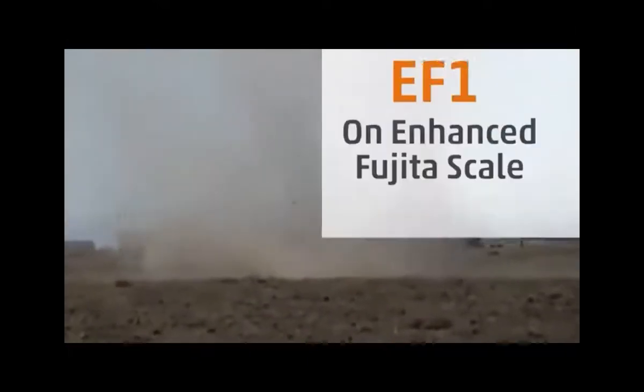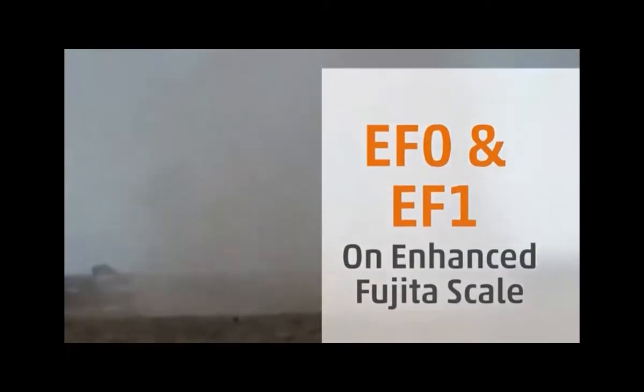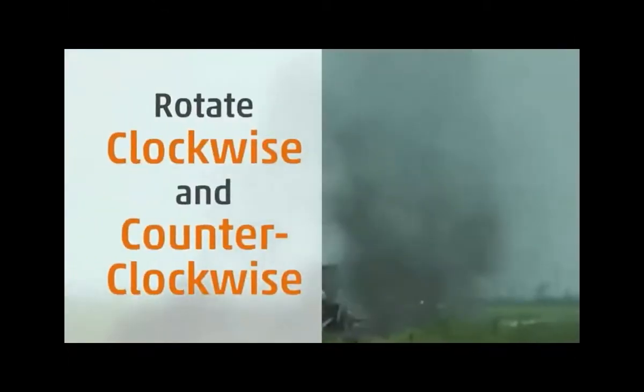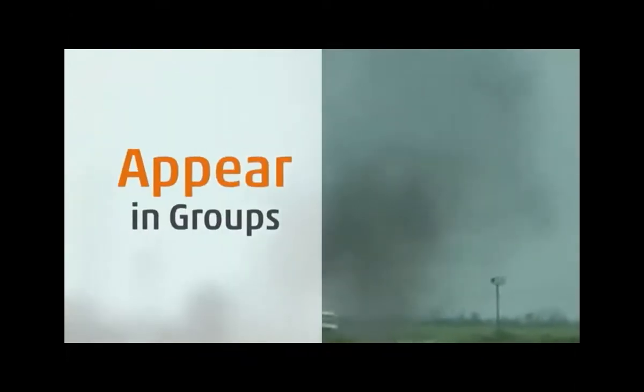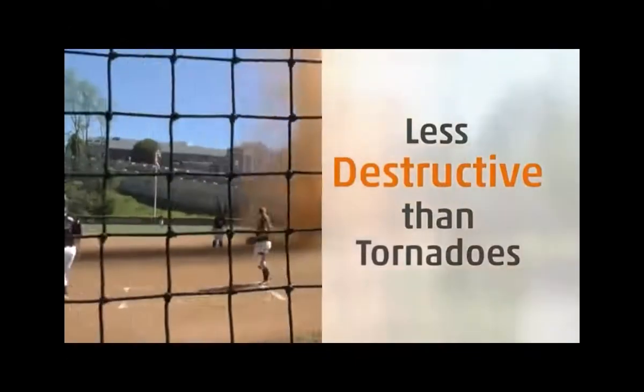They can stretch from 10 feet to over 100 feet wide, and the winds can exceed 80 miles per hour. At a bare minimum, they can get strong enough to be an F0 tornado on the Enhanced Fujita scale, causing minor damage. They can rotate clockwise or counterclockwise and also appear in groups. Dust devils are cool to look at and less destructive than tornadoes, and they've even been spotted on Mars.